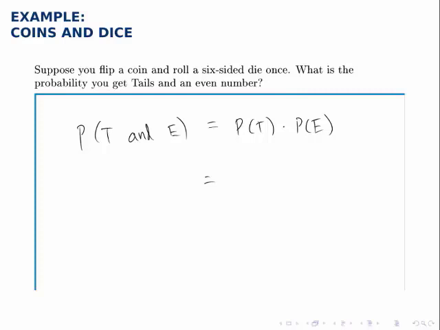The probability of flipping a coin and getting tails is 1 out of 2. And the probability of getting an even number is 3 out of 6. 3 even numbers and 6 total possibilities. Multiplying these together, it simplifies down to 1/4 or 0.25, or any equivalent fraction. So we could calculate the probability of these two things happening together by multiplying their probabilities, only because the events were independent.